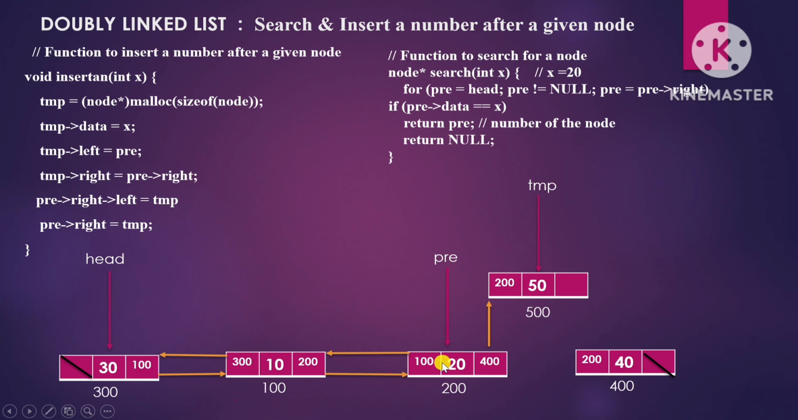Next, this is temp's right. In temp's right I am going to store pre's right. Pre's right is this one, 400. This 400 is stored in temp's right. When 400 is stored, the link to this node has been created.